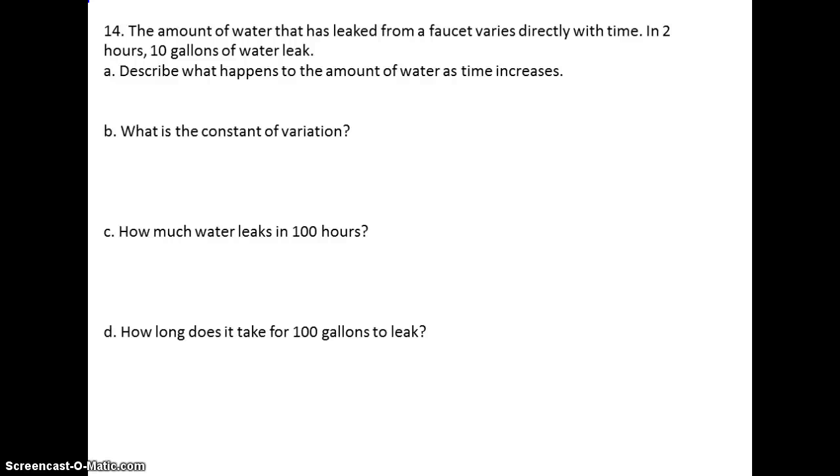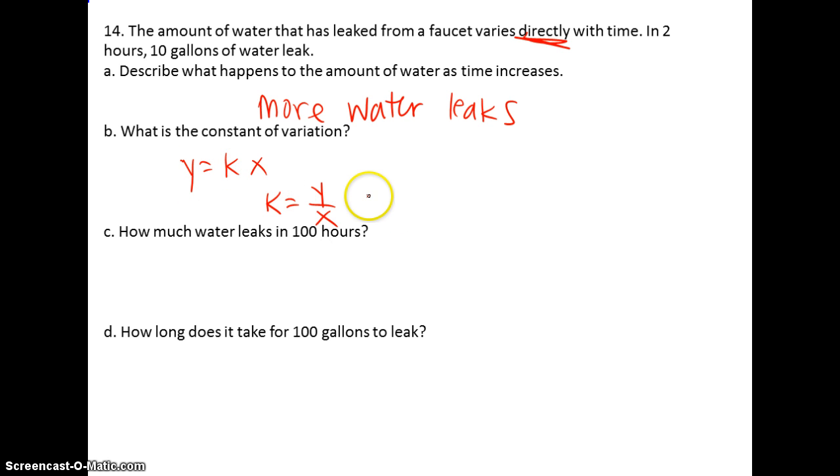Number 14. The amount of water that has leaked from a faucet varies directly with time. In 2 hours, 10 gallons of water leaks. Describe what happens to the amount of water as time increases. So more water leaks. As the time increases, more and more water leaks out. Our constant, this varies directly, so we're going to be using y equals kx. So k equals y divided by x. Time is our x, so we have 10 gallons divided by 2 hours to get 5.